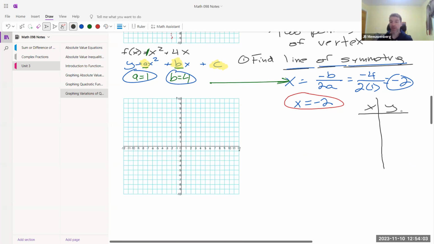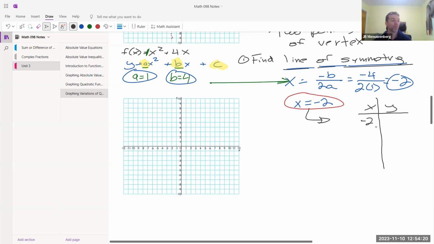Now, in the previous video, we always started with 0 as our first value of x, and then went 1, 2, negative 1, and 2. We're not going to do that here. We have to start with our first value of x is that line of symmetry, negative 2.